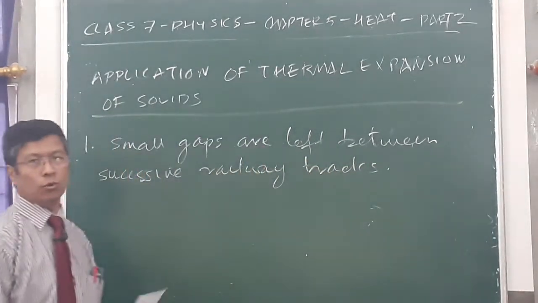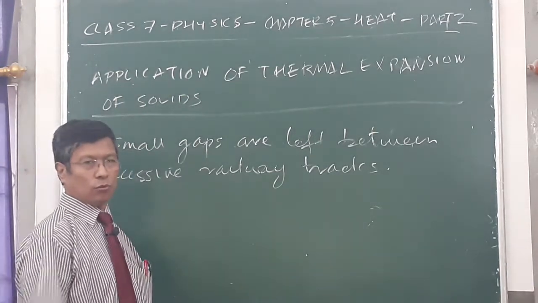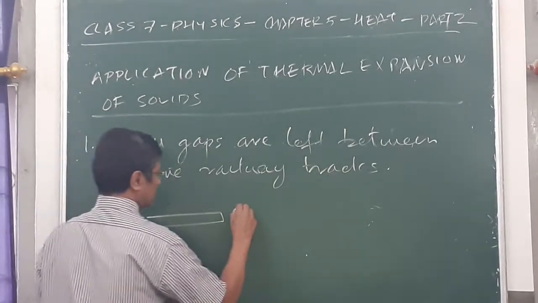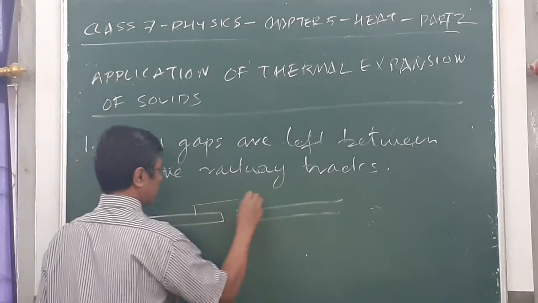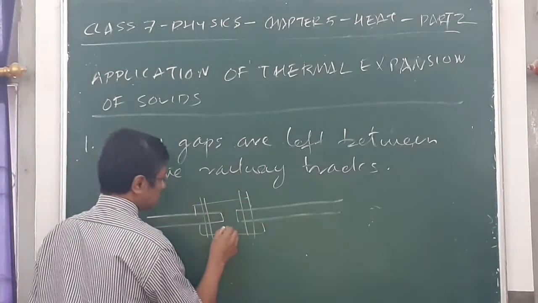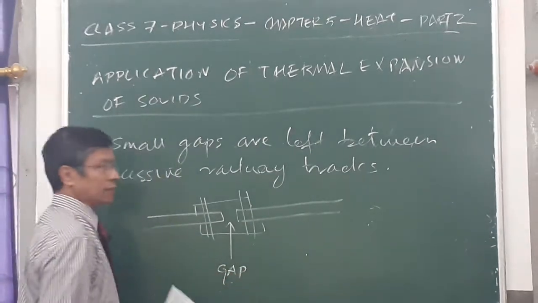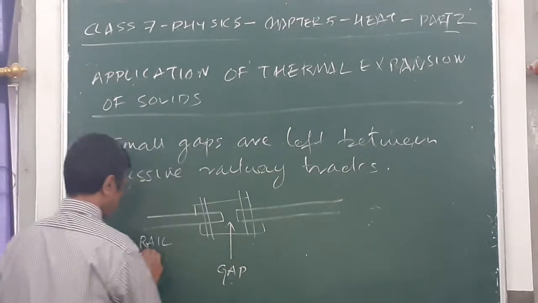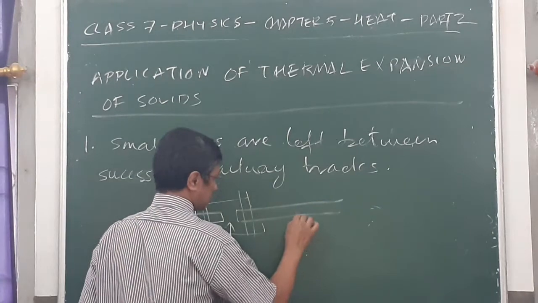Those of you who have experience of traveling by train must have seen that the train moves on a track, and between one length of the track and the next length of the track, which are bound together by plates and riveted together, there is a gap in between the railway tracks. So, this is, let us say, one railway track and this is the other rail track.